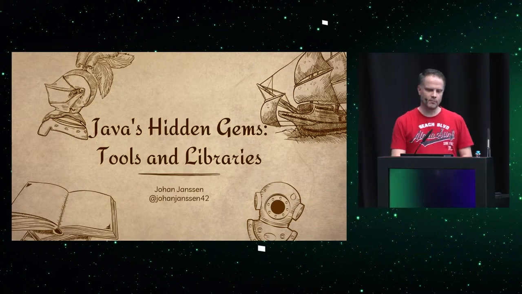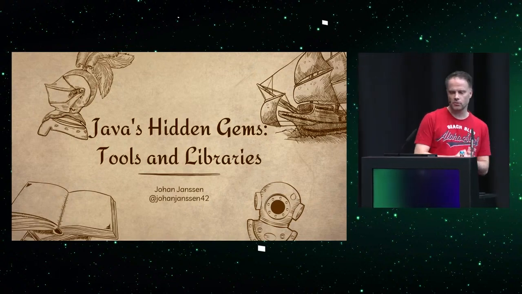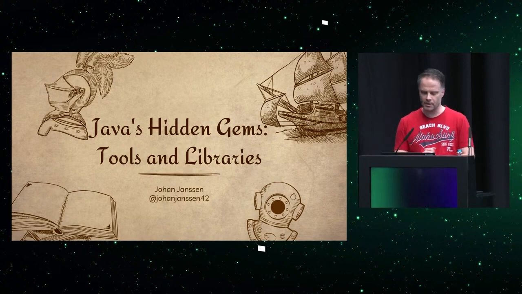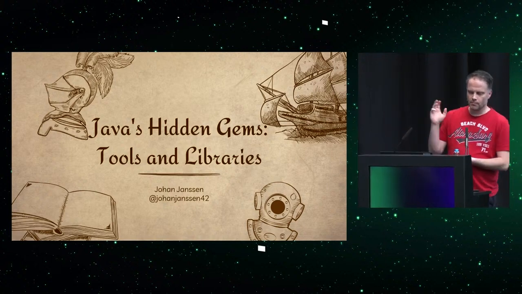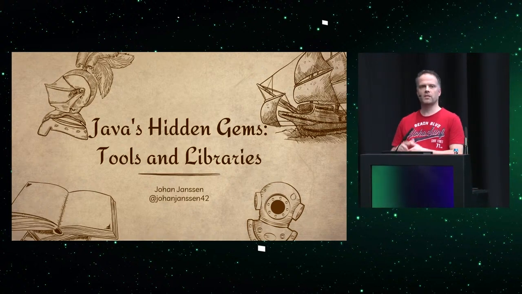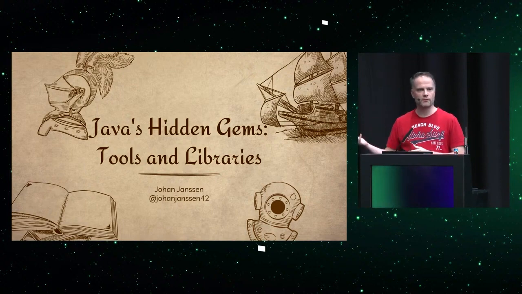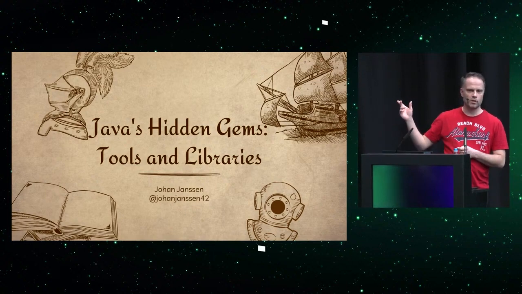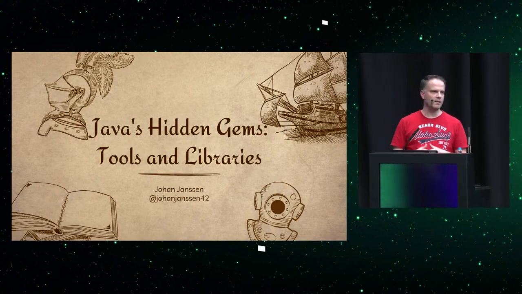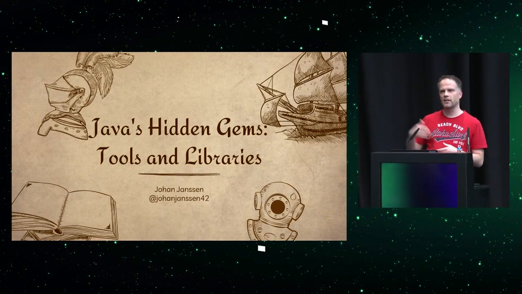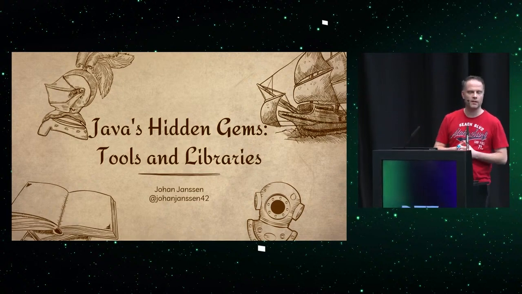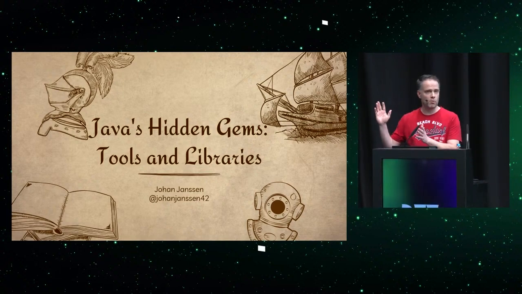My name is Johan, and in this session I'm going to talk about Java's hidden gems, tools, and libraries. This talk is based on a GitHub repository with a lot of tools and libraries, like 70 or something, with a lot of examples in them. I will share that as well, and I will cover some of them in this session. If you're interested, later at home or on your phone in public transport, you can look up the other ones if you want. It's just simple examples.